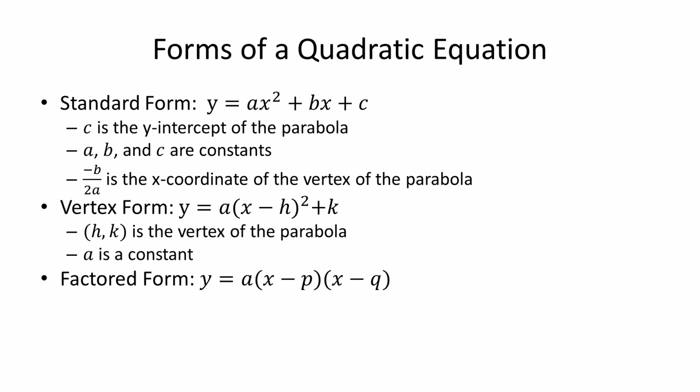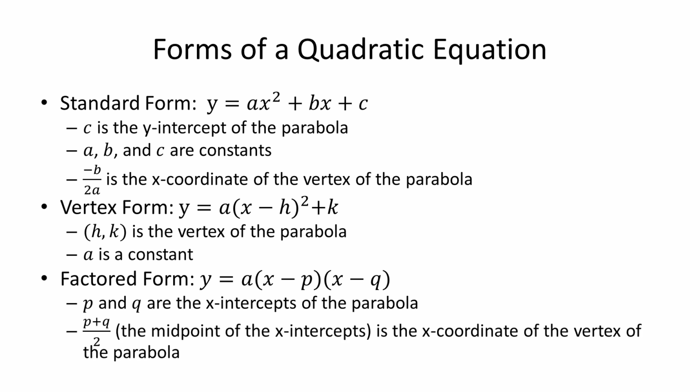The third form that a quadratic equation can take is the factored form, which is y equals a times (x minus p) times (x minus q). p and q are the x-intercepts of the parabola, and (p plus q) over 2, which is the midpoint of the x-intercepts, is the x-coordinate of the vertex of the parabola.